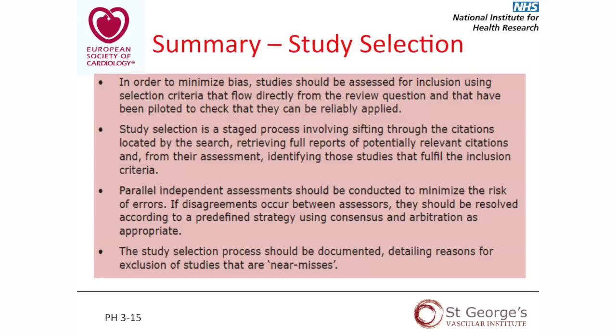So in summary for study selection, we're trying to minimize bias, and studies should be assessed for inclusion using selection criteria that flow directly from the review question. You ought to pilot these and check that they can be reliably applied. Study selection is a staged process that involves going through citations located by the searching. It's time-consuming, but if you do it properly, you'll get the correct literature. And parallel independent assessments by more than one researcher should occur in order to minimize the risk of errors and also minimize bias. And the study selection process should be documented, detailing the reasons for exclusions or near misses.